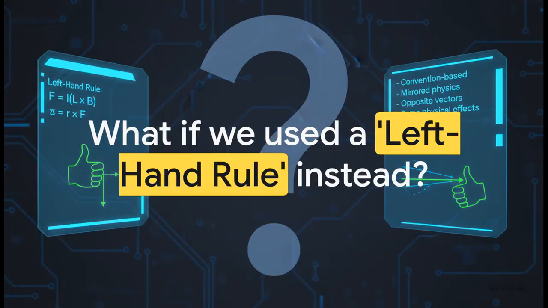And let's end with something to really think about. You know, the right-hand rule, it's just a convention. It's something we all sort of agreed to use. But what if, way back when, we had picked a left-hand rule instead? Well, our vectors for torque and magnetic force would point in the complete opposite direction. The physics of what's happening wouldn't change, of course, but our mathematical description of it would be a mirror image of what it is today. It's just a great little reminder of how we build these models to understand the world.